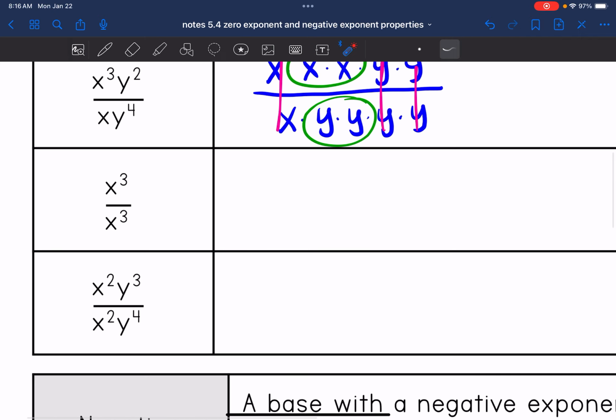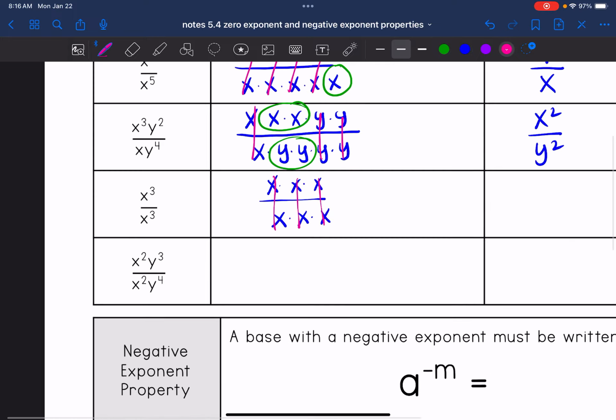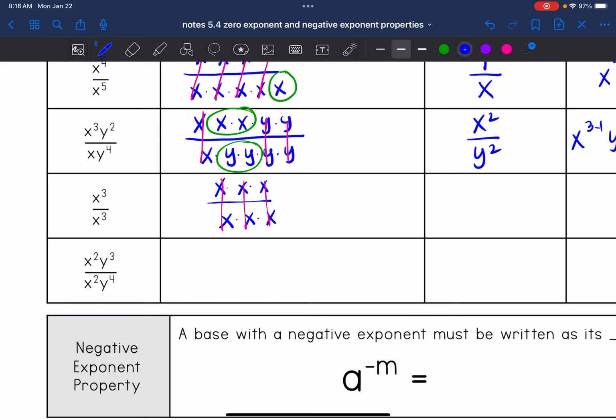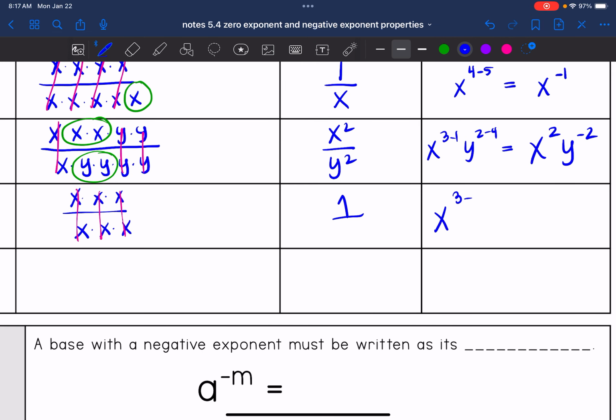Okay, the next one, x cubed over x cubed. So that means 3 x's on top and 3 x's on bottom. When I go through, literally everything cancels out. So what do you write when everything cancels out? Well, that equals just 1. So any fraction, if I had 5 over 5, if I had 10 over 10, that equals 1. Well, that counts for exponents as well. If I were to use my quotient property, I would have x to the 3 minus 3, which gives me x to the 0.